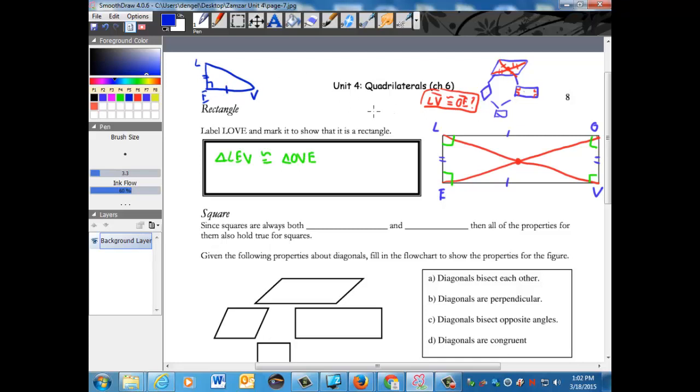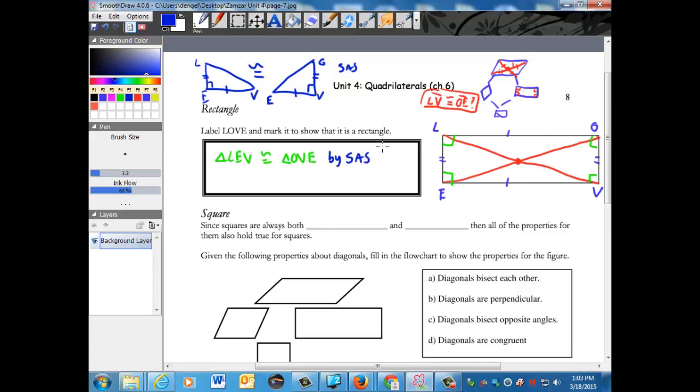Next, if I look at triangle OVE, let's try and draw that. It's going to go the other way. And there's our 90-degree angle. Here's O, here's V, and here's E. And I can put 2 marks here and 1 mark here. And we can see that these 2 triangles are each congruent. Why? Because of side, angle, side. Side, angle, side. So these 2 triangles are each congruent by side, angle, side.